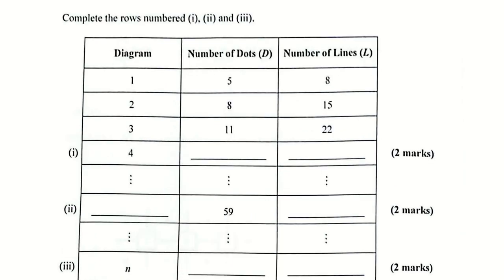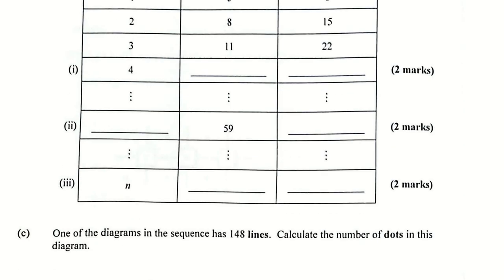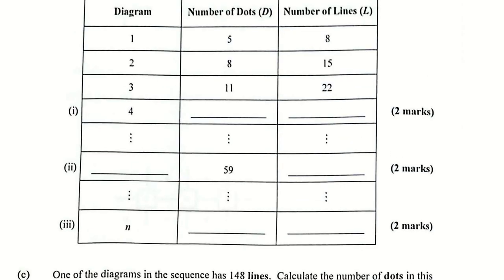So we see that your diagram number would be whichever term we're looking at. If it is your first diagram, that would be your first term. Your second diagram would be your second term. Your third diagram would be your third term. Your fourth diagram would be your fourth term. Your nth diagram would be your nth term, right? That is how I want you guys to view this.